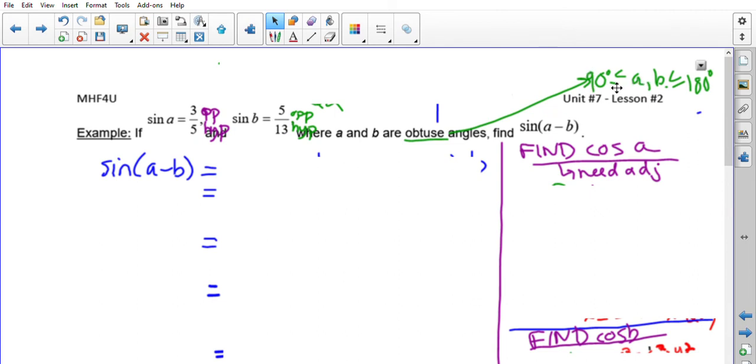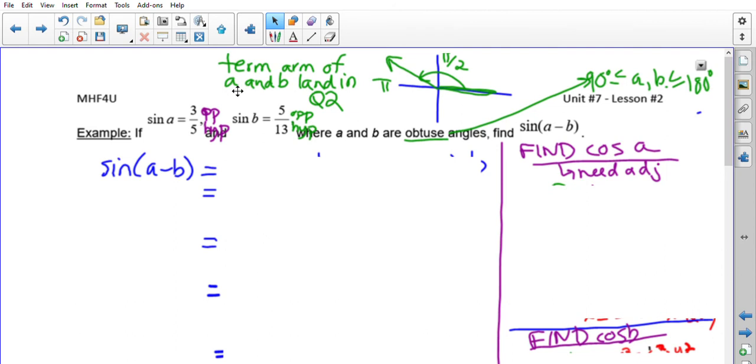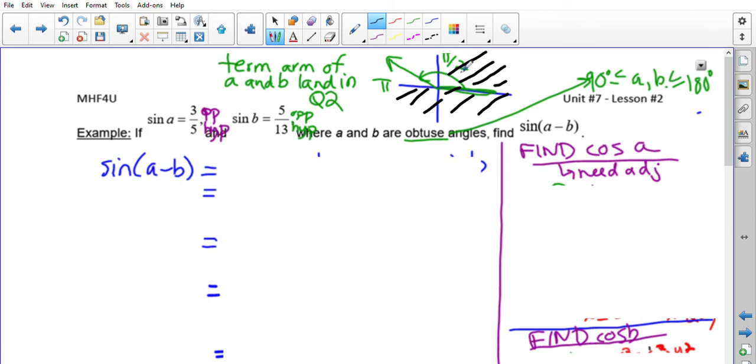So we know that the word obtuse means that angles A and B are both between 90 and 180. So in radians, that means between pi over 2 and pi. So by saying obtuse angles, we were told that the angles are in quadrant 2. So the terminal arm of A and B land in quadrant 2. So that means it's somewhere in here. So none of them occur over here, but they are between pi over 2 and pi. So we have to find sine A minus B.